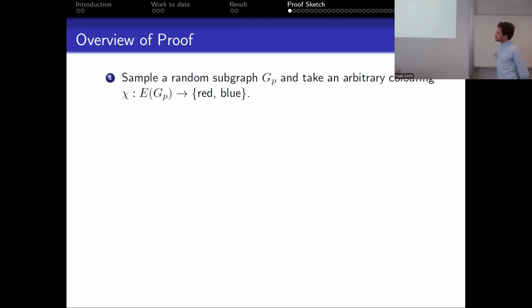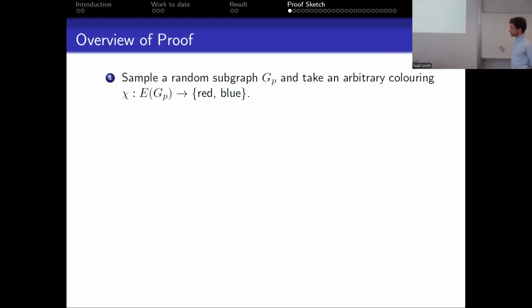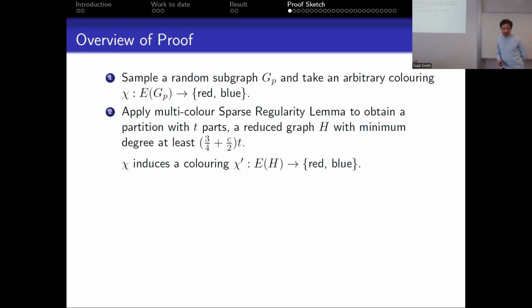So how did we do it? You sample a random graph, take an arbitrary coloring of the edges, red and blue, and then you apply a version of the regularity lemma. You obtain a partition with t parts, reduced graph H, and minimum degree (3/4 + c/2) times t. So if you want to talk about the normalized minimum degree, the n is now t in the reduced graph, and we've lost a little bit in the constant, but it's essentially the same.